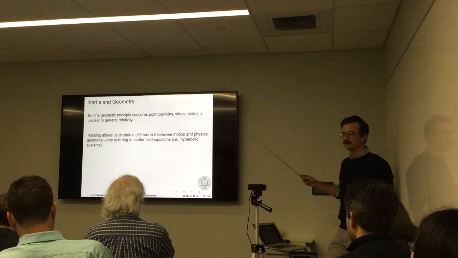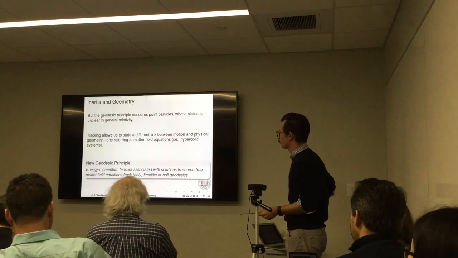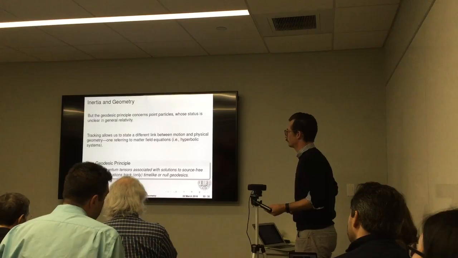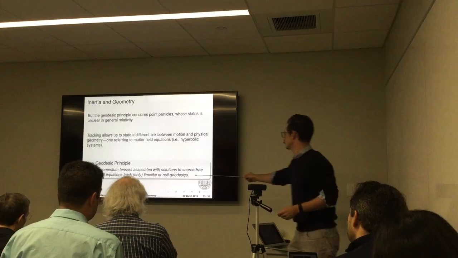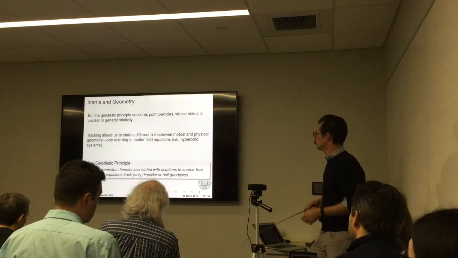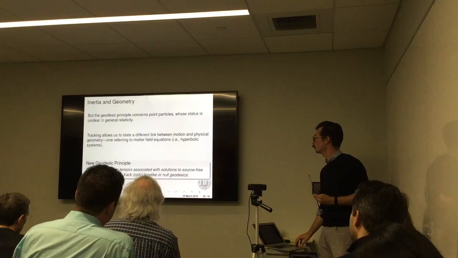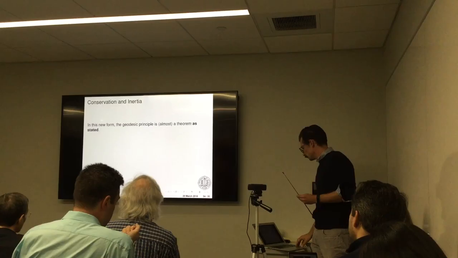Tracking allows us to state something like the geodesic principle in a way that refers only to matter-field equations, to some hyperbolic systems on space-time. And so here's a kind of restatement of the geodesic principle. Energy-momentum tensors associated with solutions to source-free matter-field equations track only time-like or null geodesics. Okay, and the source-free here is to capture the idea that we've got no interactions. And the idea here is that physically reasonable matter should follow curves. You need to capture the sense in which they're going to follow curves. I'm suggesting that tracking allows us to say that without invoking the problematic notion of point particles. Okay, and as I say, in this new form, the geodesic principle is almost a theorem, just as stated. There's nothing fancy that needs to happen further.